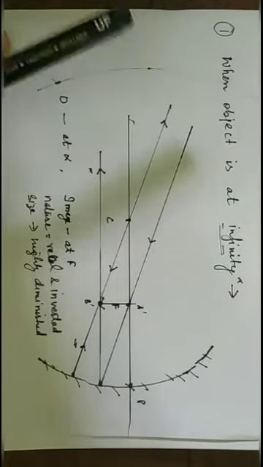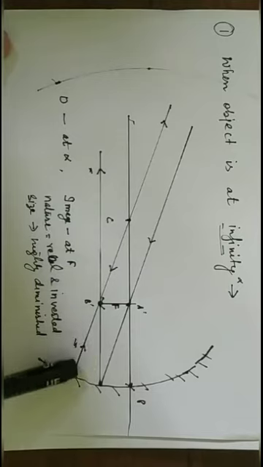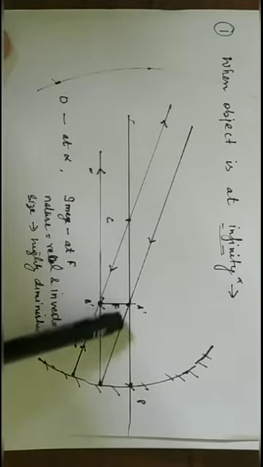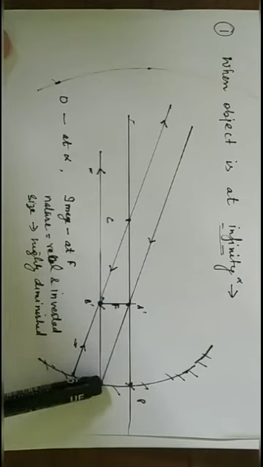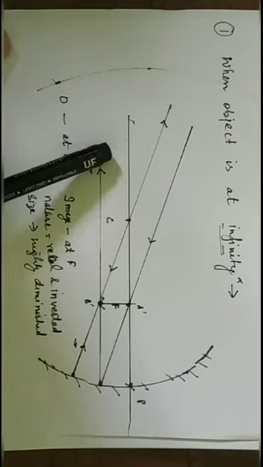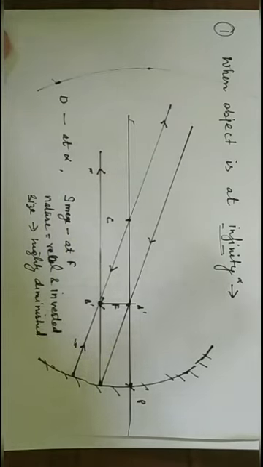As two parallel rays are coming from the infinite object, I draw the two parallel lines. The first ray passes through the center. Any ray which passes through the center will retrace its path. The second ray passes through the principal focus. Any ray passing through the principal focus will become parallel to the principal axis. These two reflected rays are meeting at this point and it forms an image. Here the image is formed at the principal focus. So this is your image.